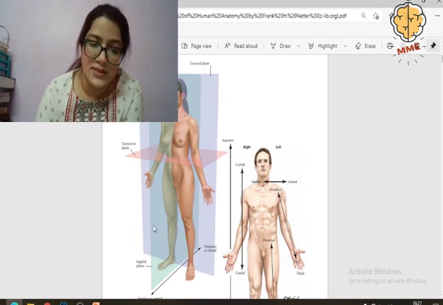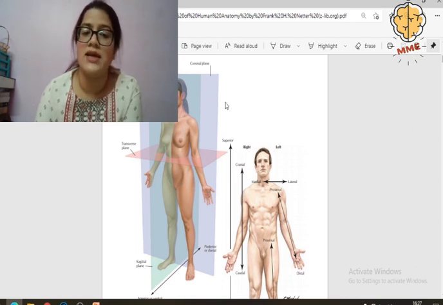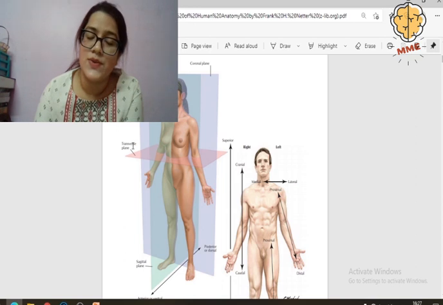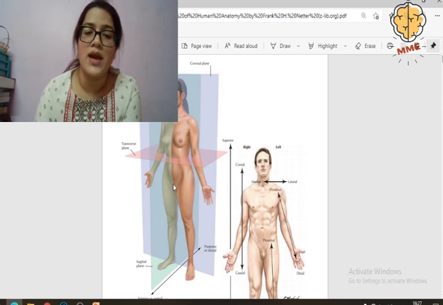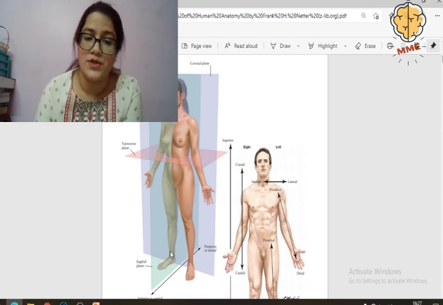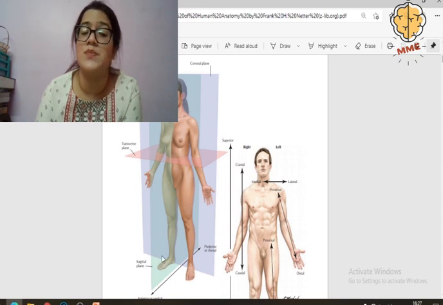This sagittal plane divides the body into a right half and left half. This transverse plane divides it into an upper half and lower half. Right now, we have to consider the sagittal plane. How are we concerned with it? Because this sagittal plane, also called the median plane, decides the medial and lateral of any organ.